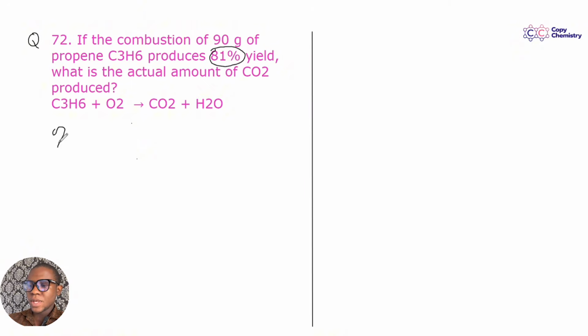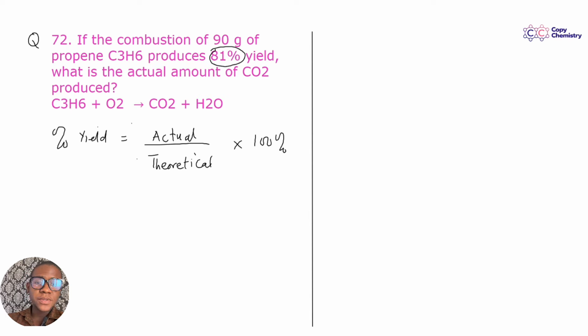Now, we should know that the percent yield is equal to the actual yield divided by the theoretical yield multiplied by 100%. That's how you calculate percent yield. Now, we're asked to get what the actual amount of CO2 is. So that is like asking you, what is the actual yield?